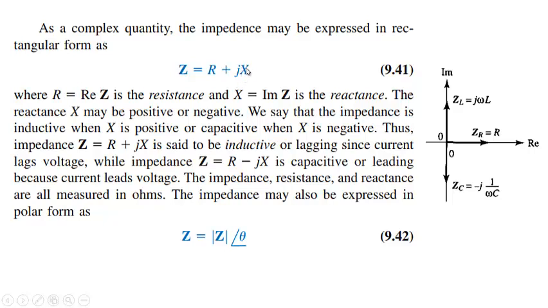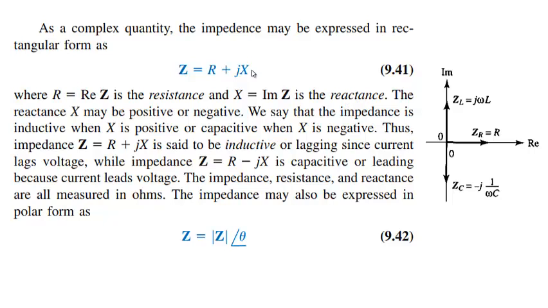Depending upon that value, if it is inductance, that means this X is equal to omega L. If it is capacitance, this X will be equal to minus omega C. So where R is the real part of Z, that is the resistance, and X is the imaginary part of Z, that is the reactance. This reactance may be positive or negative.